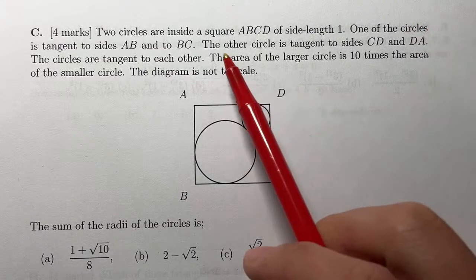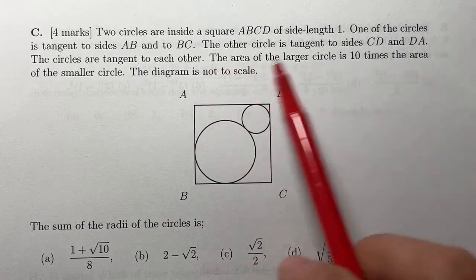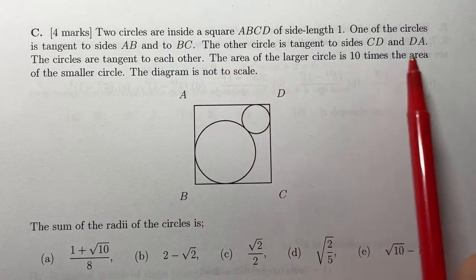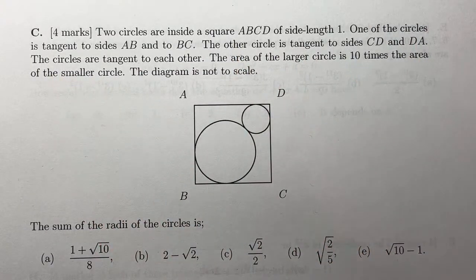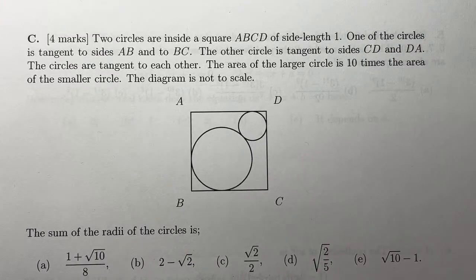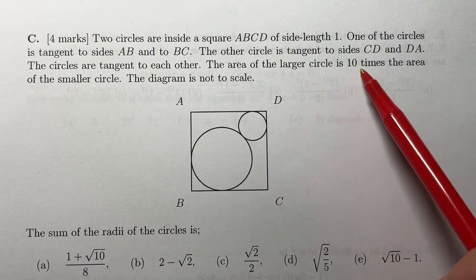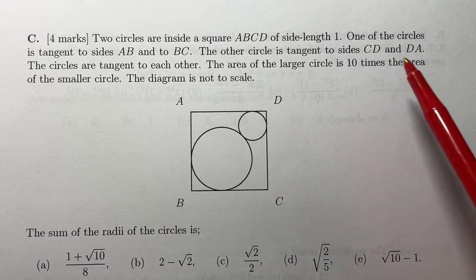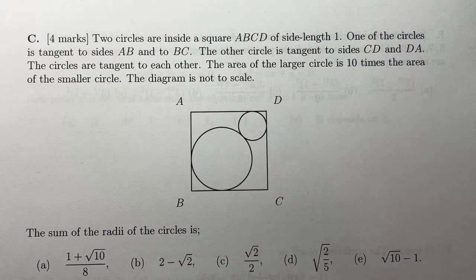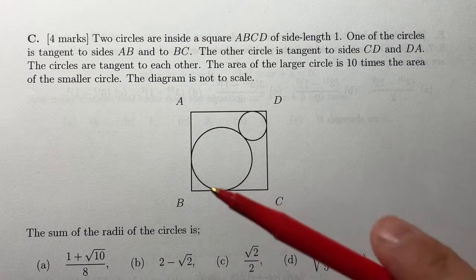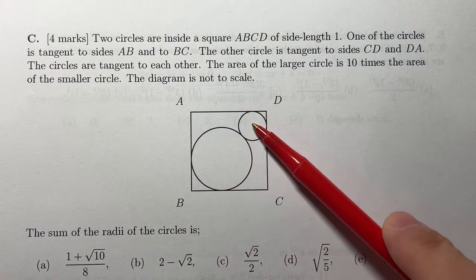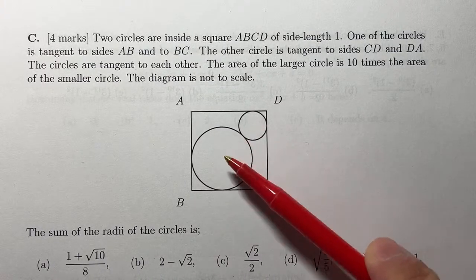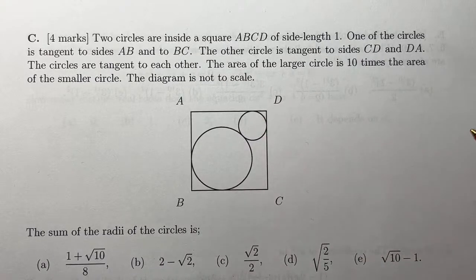By the way, you really don't need to use this information here. The area of the larger circle is 10 times the area of the smaller circle. When I first looked at the question, I was wondering why do you need this? It turned out you don't. Do you need it? I really don't think you need it, because it's just the first radius plus the second radius, so it's going from here to here, right? Assuming here is the center and here is the center.